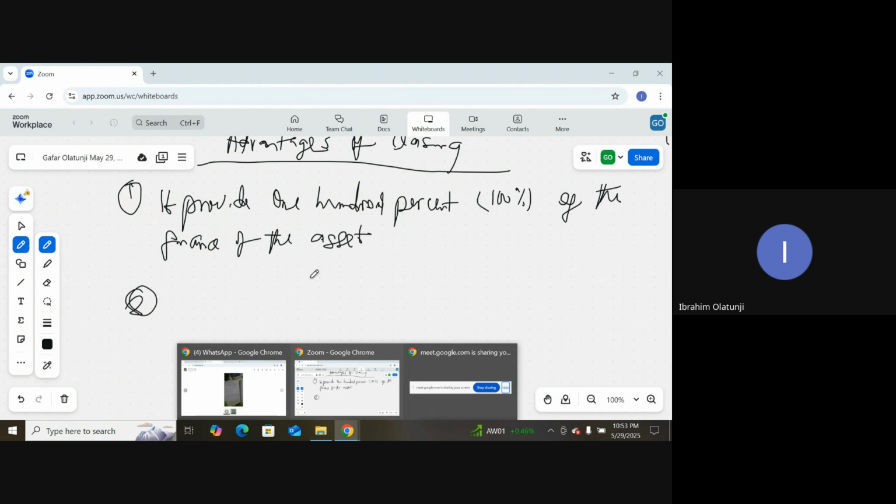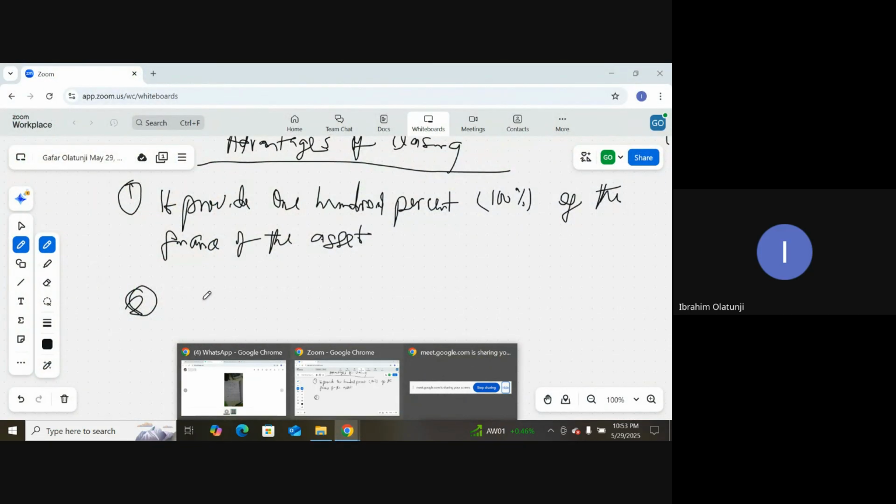Another advantage that we can talk about under leasing is that, for leasing, when we are looking at security, so a security for lease, what will be the security for lease? The security for lease is the asset itself.